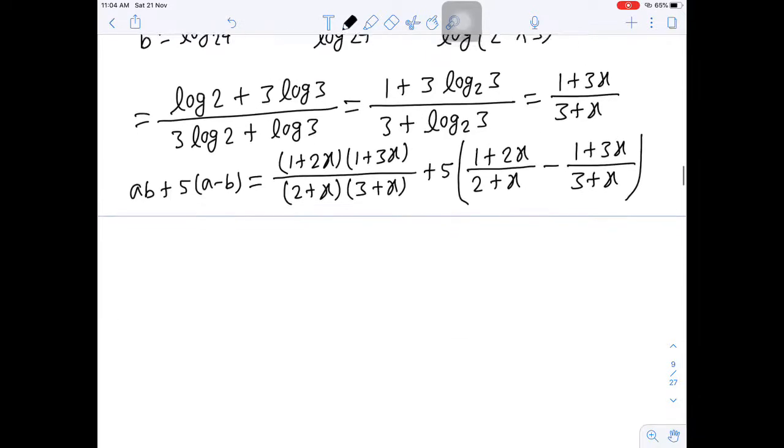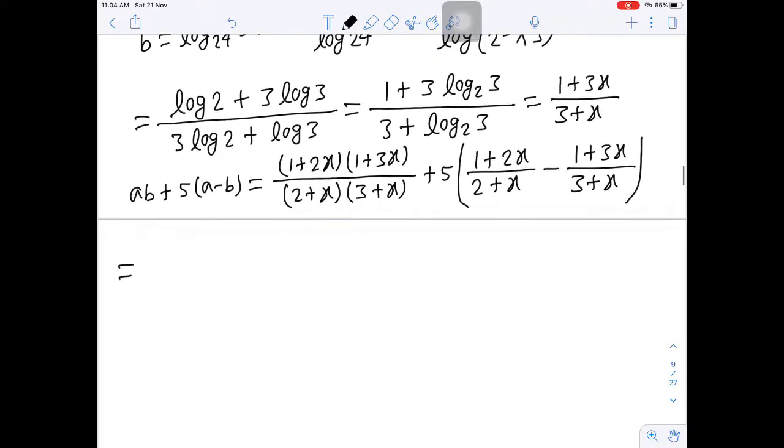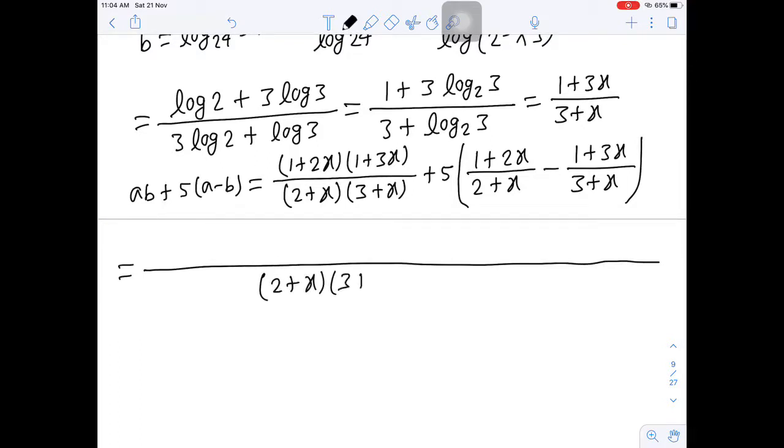Okay, now if you try to simplify, so everywhere the LCM would be nothing but 2 plus x into 3 plus x. Then you will get here, if you multiply 1 plus 2x into 1 plus 3x, you will get 1 plus, first you will multiply 1 by 1 plus 3x, so you will get 1 plus 3x. Next you will multiply 2x with 1 plus 3x, so you will get 2x, and then you will also get 6x square.